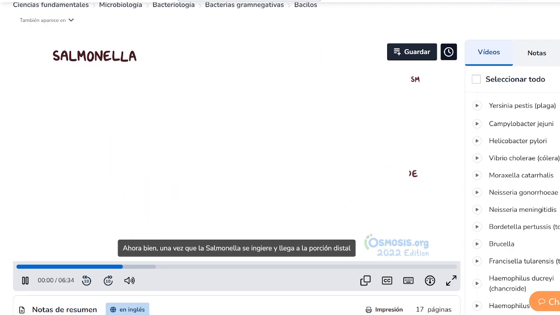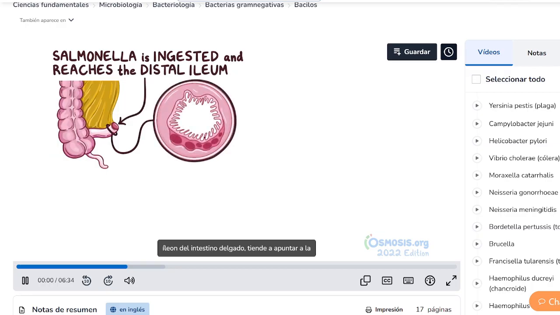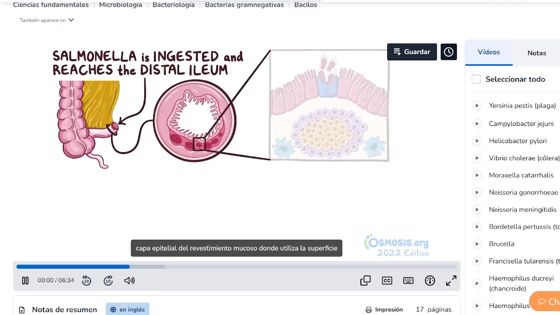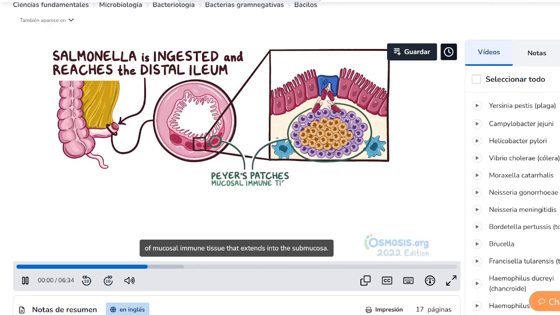Now, once Salmonella is ingested and reaches the distal ileum of the small intestine, it tends to target the epithelial layer of the mucosal lining, where it uses surface appendages to adhere to microfold cells, or M cells. And these M cells eat, or phagocytose, the bacteria from the intestinal lumen and spit it out into the underlying Peyer's patches, a type of mucosal immune tissue that extends into the submucosa.